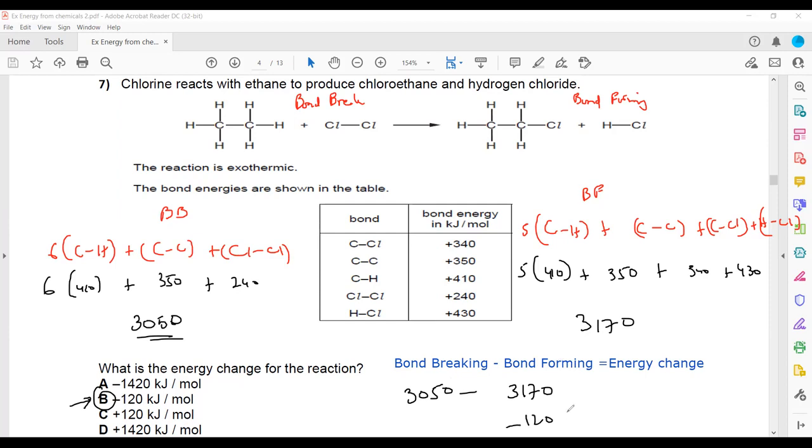And what is this reaction, exothermic or endothermic? We are getting a negative 120. What is the nature of this reaction, exo or endo? Because we are getting a negative answer for the energy change, the reaction is exothermic. Energy will be released when this reaction occurs. Is this example clear? Any doubt?